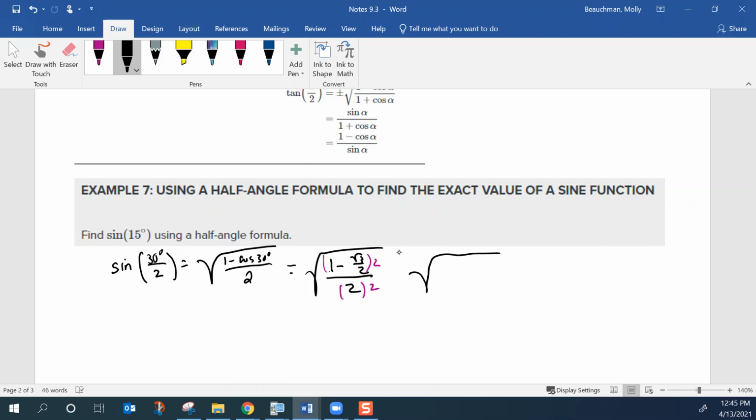So if I multiply, I get 2 minus the square root of 3 over 2 times 2, which is 4. So that is the exact value of the sine of 15 degrees. So you can use the half angle formulas to find more exact values of each half of angle measure of any of the items on the unit circle.